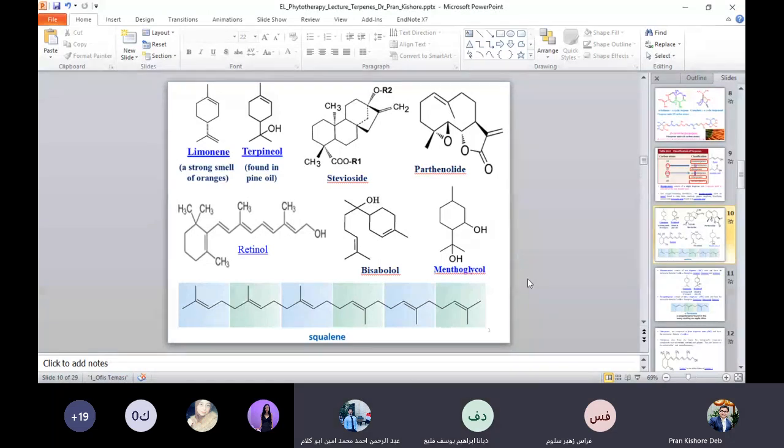10 carbons. Two isoprene units. Menthol glycol, 10 carbons. Mono means monoterpene: limonene, menthol glycol, 10 carbons. Only one, limonene. Limonene and terpenoid.